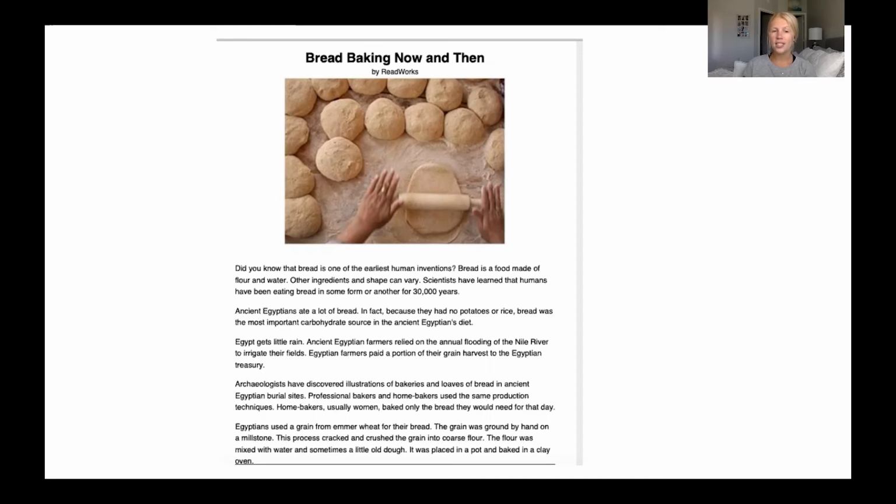Ancient Egyptians ate a lot of bread. In fact, because they had no potatoes or rice, bread was the most important carbohydrate source in the ancient Egyptians' diet. Egypt gets little rain. Ancient Egyptian farmers relied on the annual flooding of the Nile River to irrigate their fields. Egyptian farmers paid a portion of their grain harvest to the Egyptian treasury.